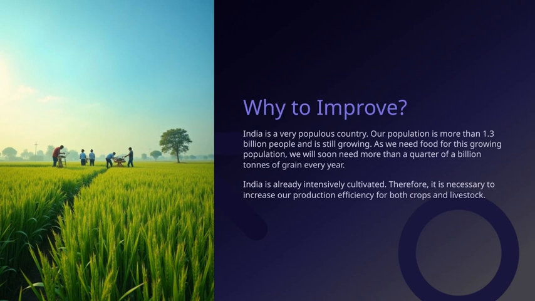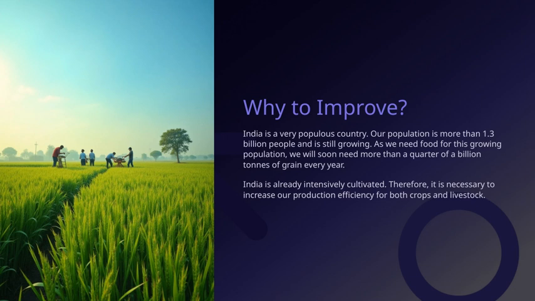Our population is more than 1.3 billion people and is still growing. As we need food for this growing population, we will soon require more than 250 million tons of grain every year. India is already intensively cultivated. Therefore, it is necessary to increase our production efficiency, not just for crops, but also for livestock.